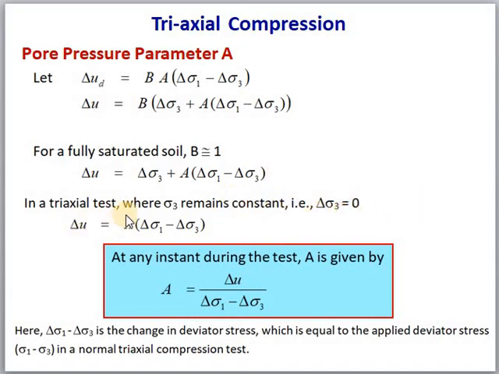So you have delta U equal to A into delta sigma 1 minus delta sigma 3, or you can write it as A equal to delta U by delta sigma 1 minus delta sigma 3. So at any instant during the triaxial test, the pore pressure parameter A is given by this particular expression, and this change in the deviator stress, that is delta sigma 1 minus delta sigma 3, is actually the applied deviator stress during the triaxial test.